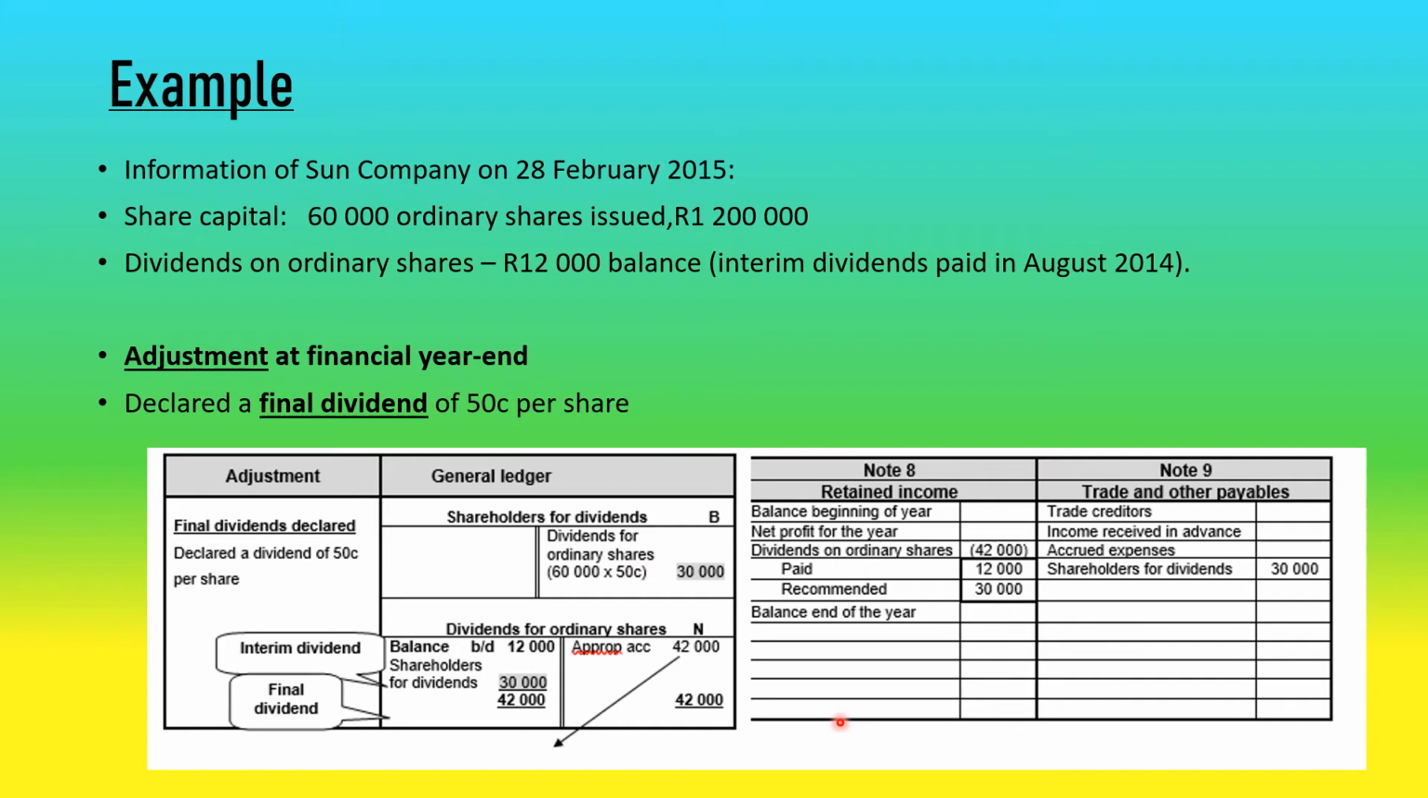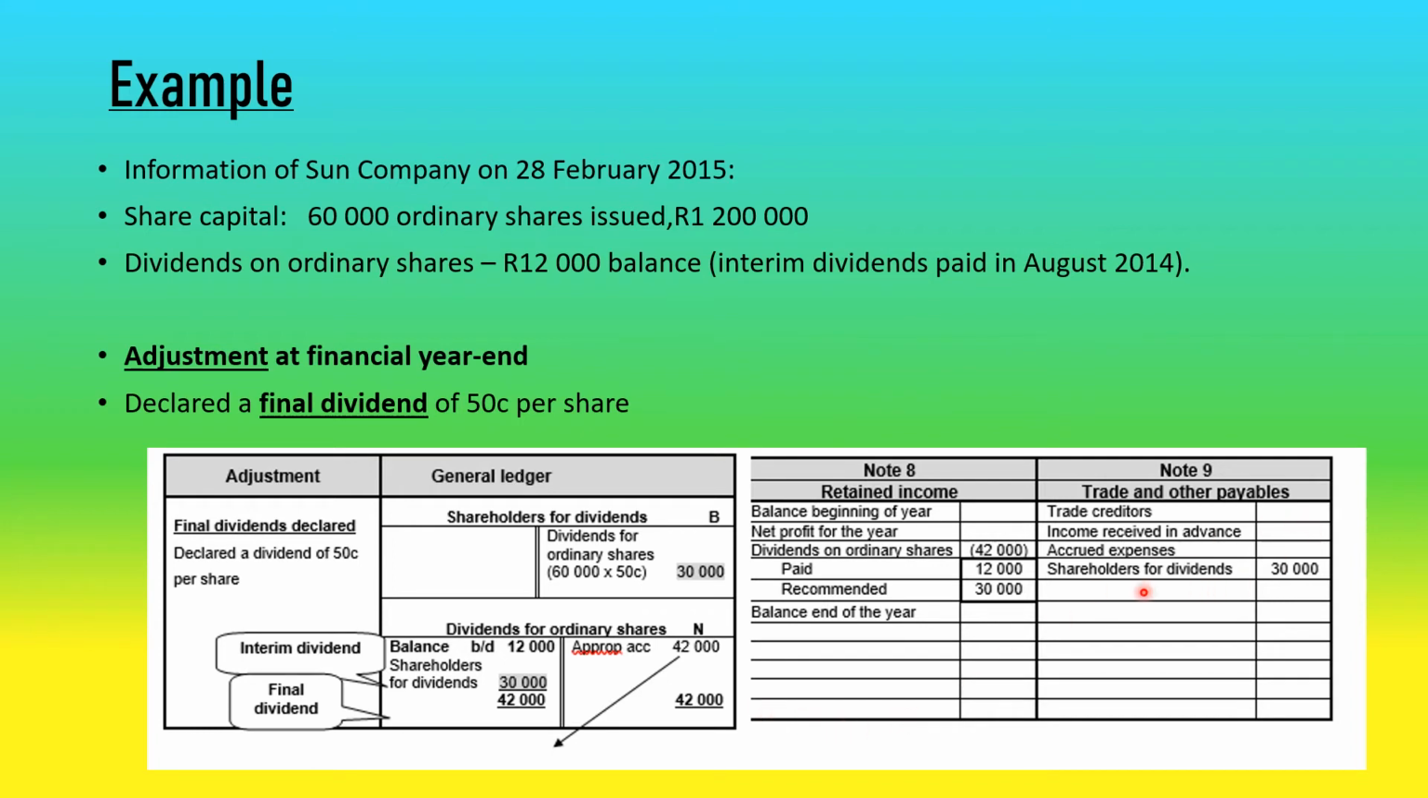In our retained earnings, we would have our balance at the beginning of the year, which is usually given to us, our profit for the year that comes from our income statement, and dividends. Dividends in the retained earnings will be both what is paid and what is declared. You can see we paid 12,000 and we've declared 30,000, and both of these should form part of our retained income note.